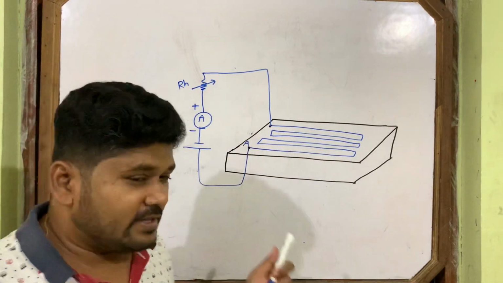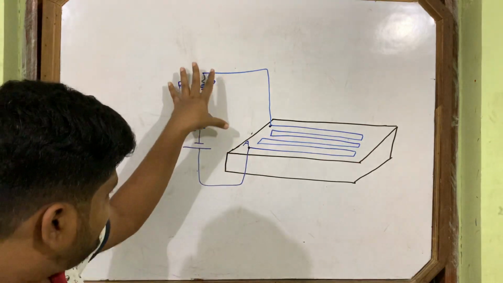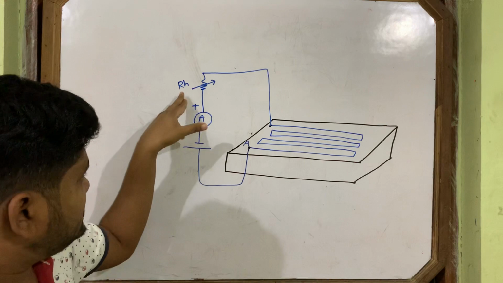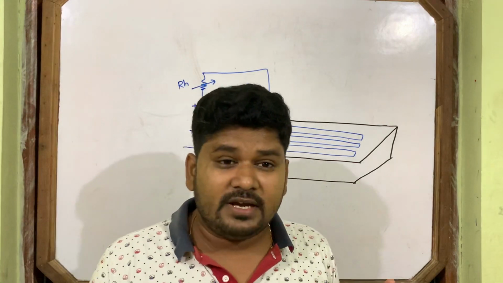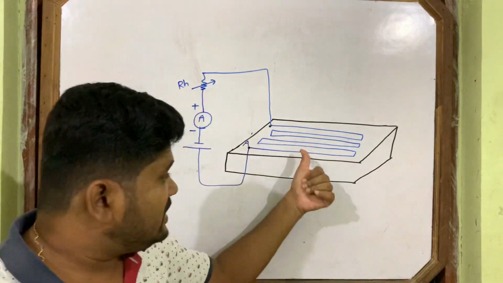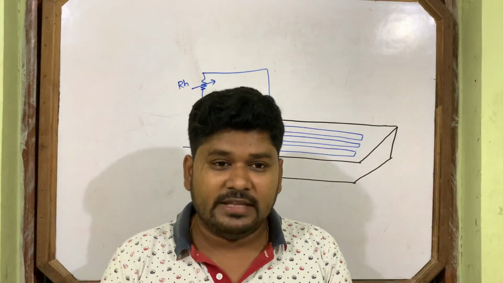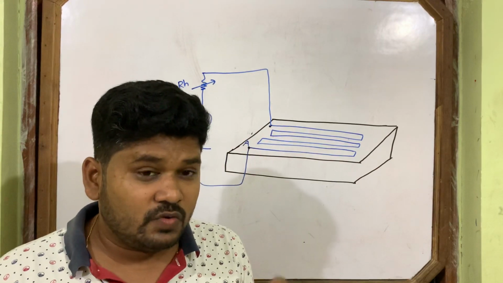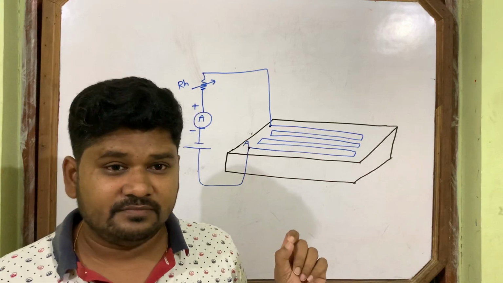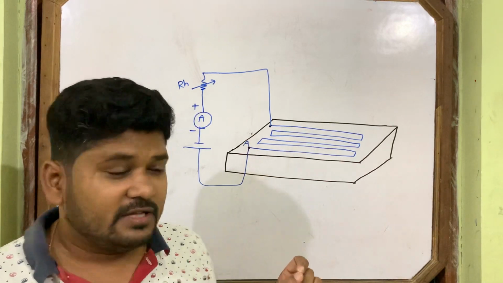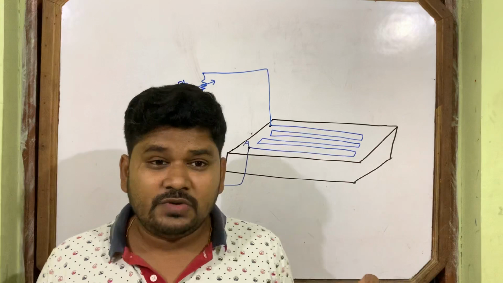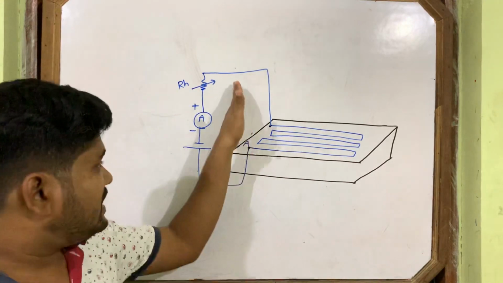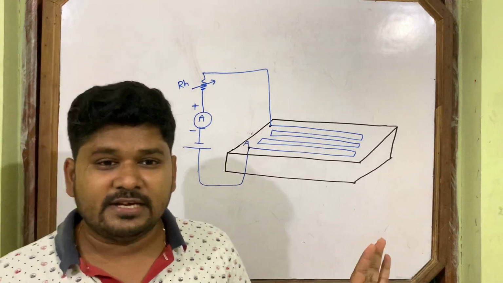But you see one thing. This part where I connect the cell, ammeter, rheostat, they are only used to maintain current in this wire. They have no other role. Remember, they have no role in the experiment. They are only connected to maintain current in the wire. This part has no other role in the experiment.